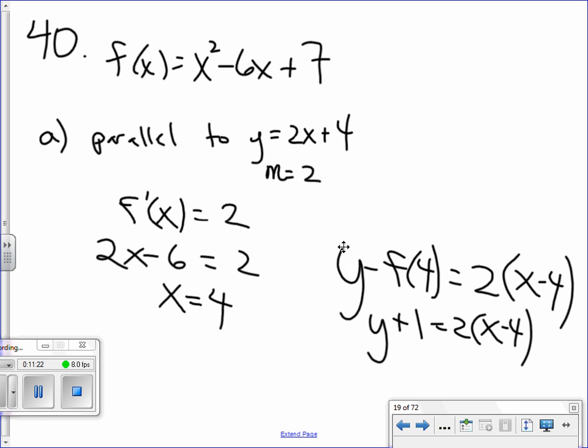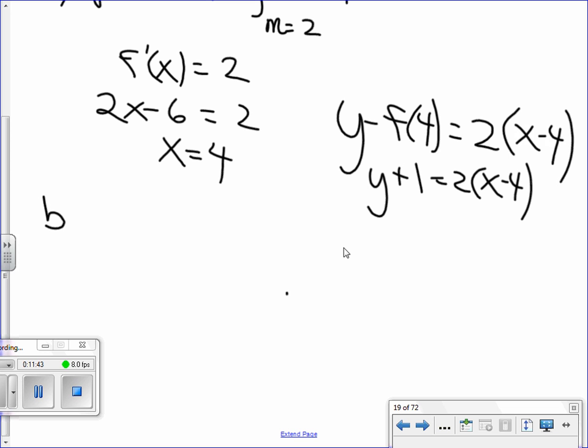And the second part, we want to write the equation of a line that's perpendicular to some line. So we're going to want the slope to be the negative reciprocal. We want our derivative to be the negative reciprocal of the other one.